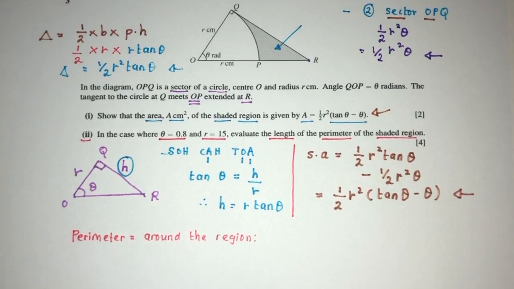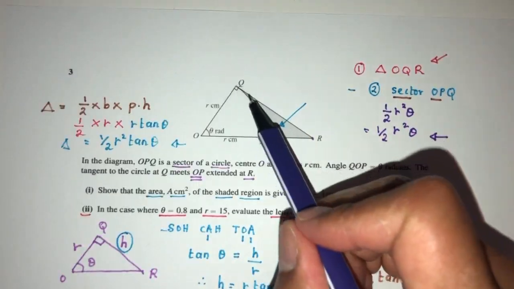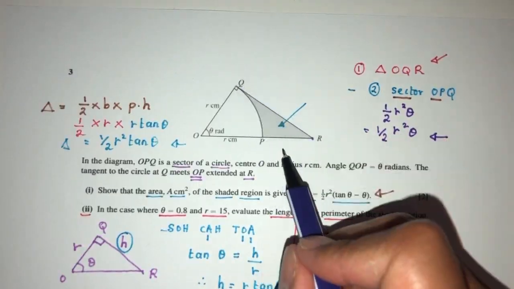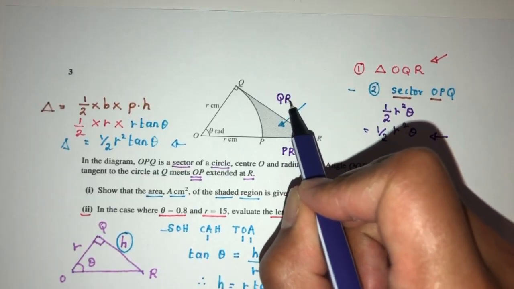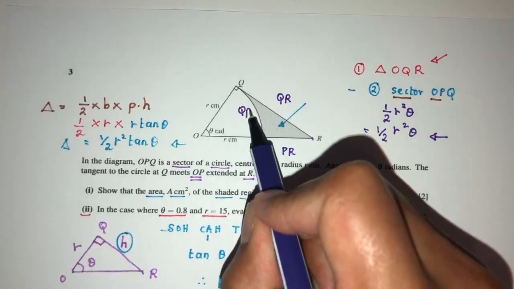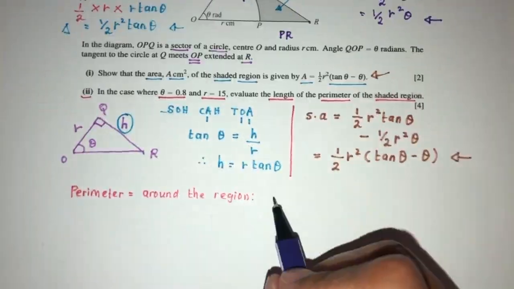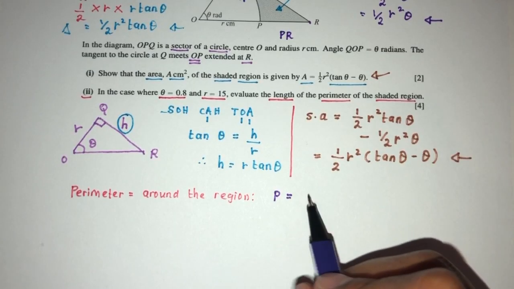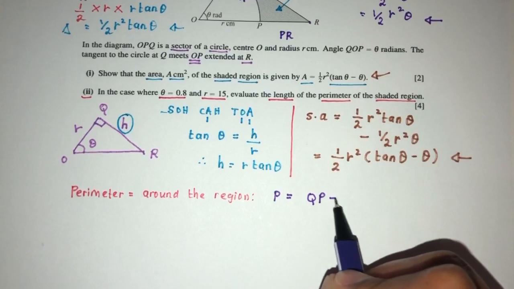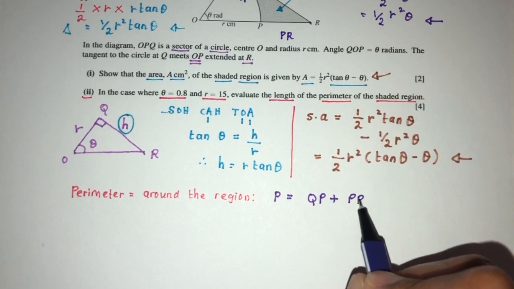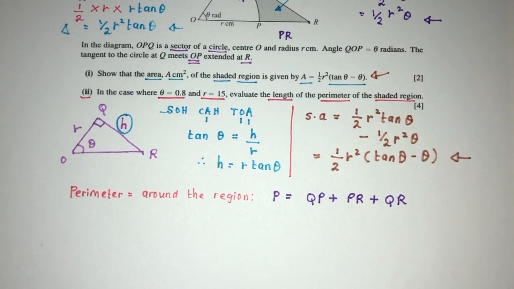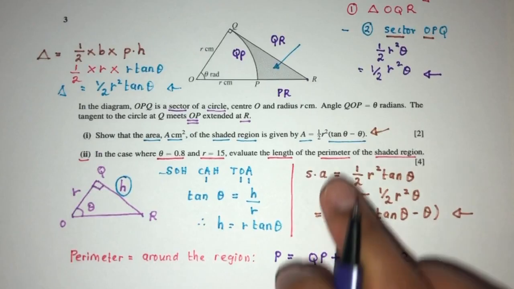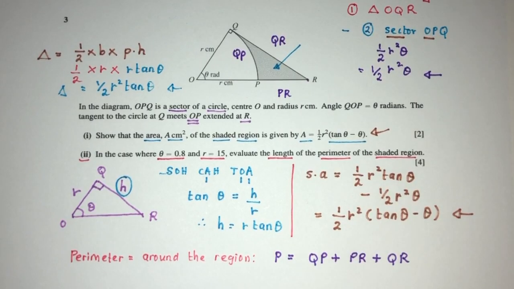Let's see. In this case, what are we trying to find? We're trying to find the distance around this object. So we're trying to find PR, QR, and then QP. So our value for P will be the sum of QP plus PR plus QR. As you can see, again, step by step, we are trying to find out what we need to find to give back the required value for your question.